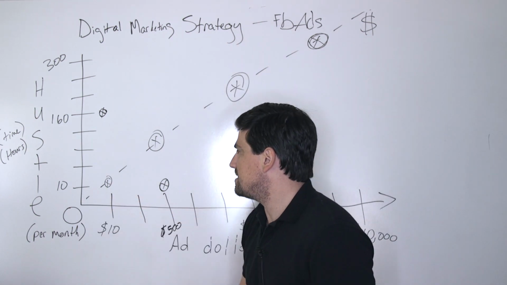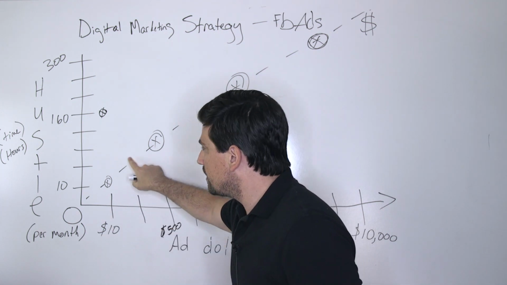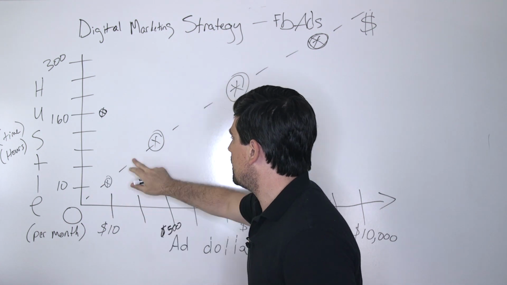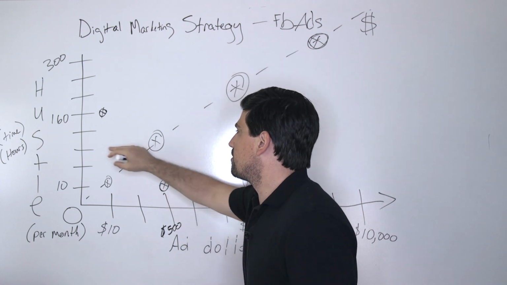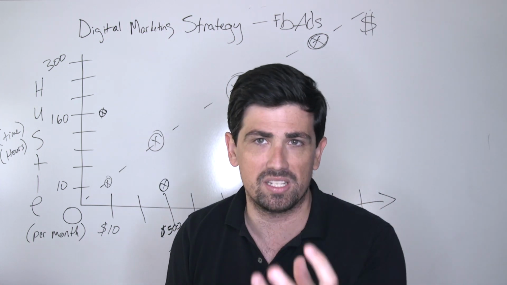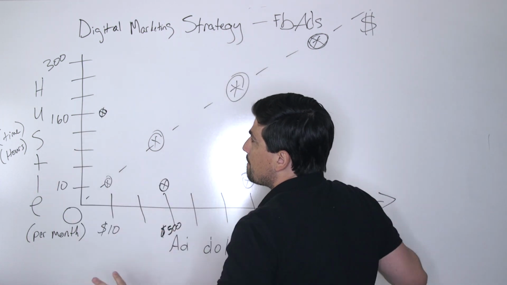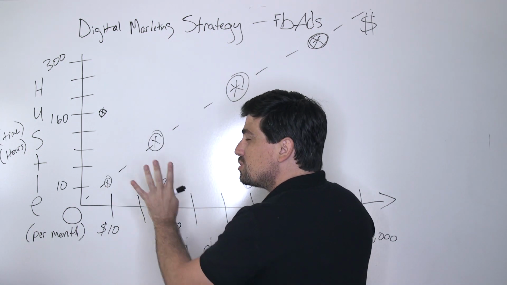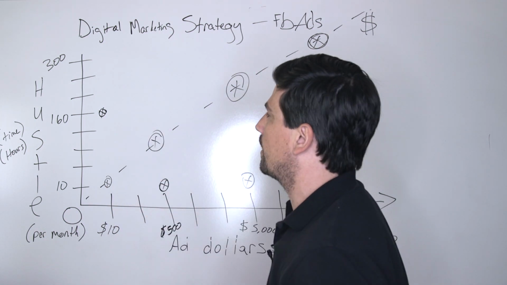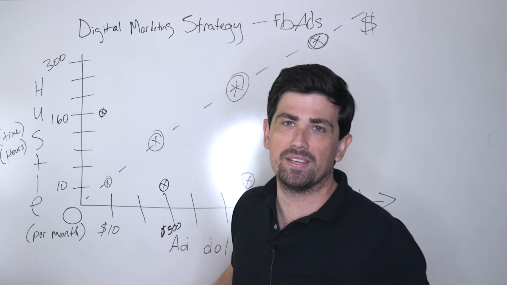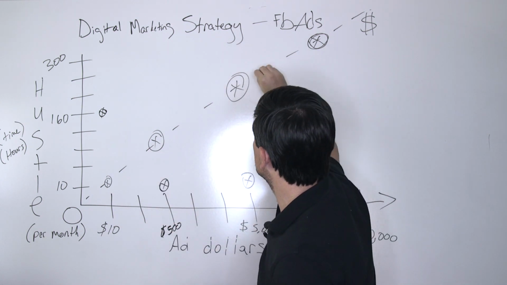Work 10 hours, spend $10, move up a little bit. Work 20 hours, spend $100, move up a little bit. Spend $500, work 60 hours on this thing. And this could be one campaign. Maybe it's not your entire business. This could just be one campaign you're working on or one area of your business. And just move up slowly.